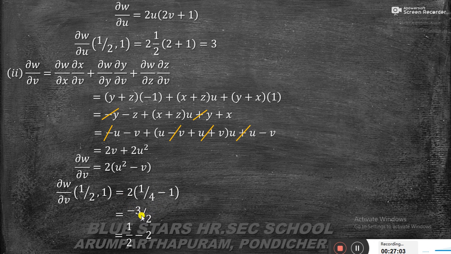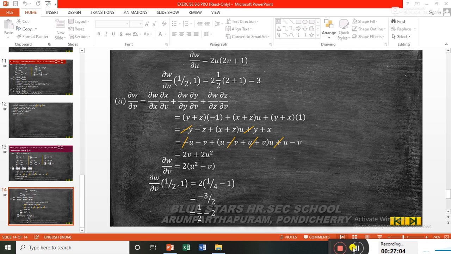Therefore I just cross multiply the 1 by 4 minus 1, that means 4 into minus 1 is minus 4, 1 minus 4 by 4 is minus 3 by 4, into 2, so minus 3 by 2. This is the answer for dou w by dou v at the point 1 by 2 comma 1. Therefore the answer is minus 3 by 2. This is the answer.